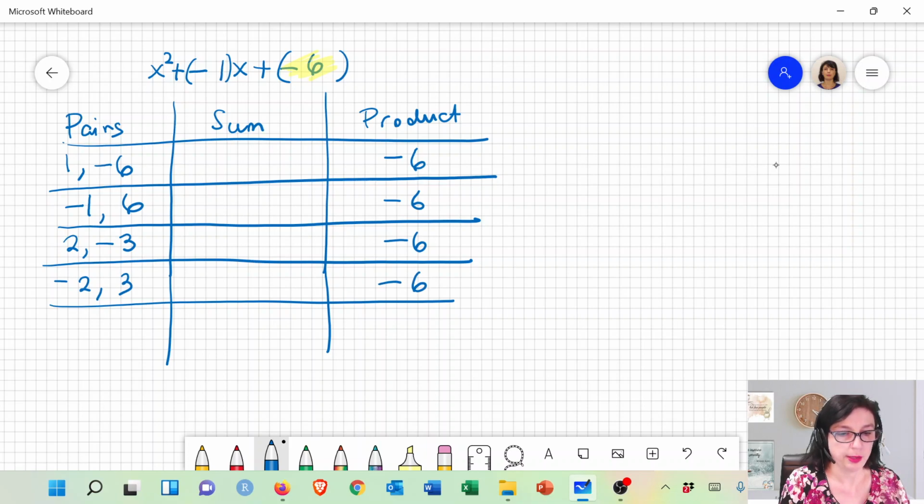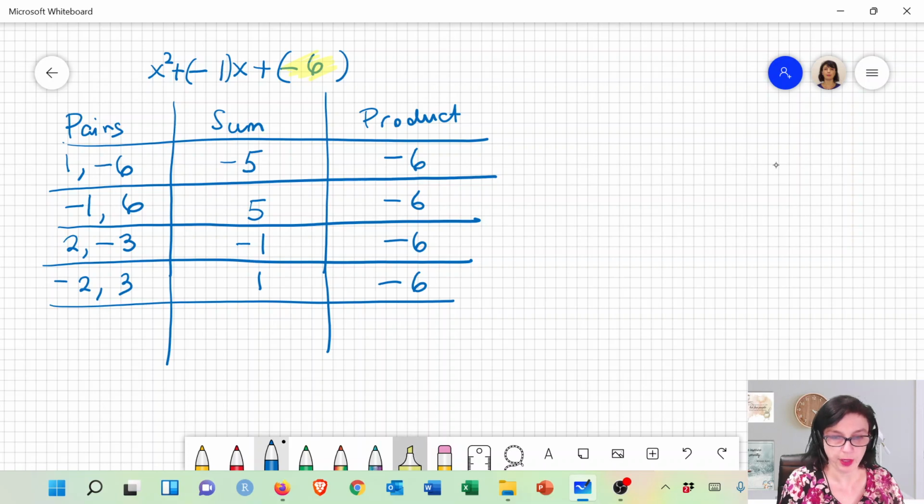Is there anything else? No, because 6 doesn't have any other pairs of factors that would multiply to -6, because 3 we already listed, so that's not going to happen, and 6 is a pretty small number. Now let's do the sum. So 1 plus -6 would be -5. -1 plus 6 is +5. 2 plus -3 is -1. -2 plus 3 is +1.